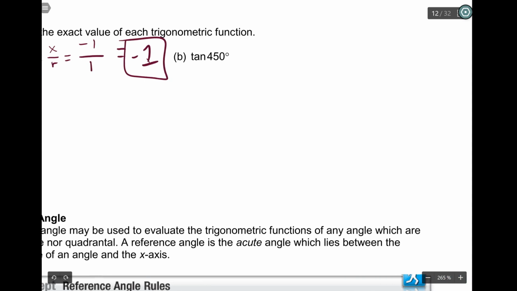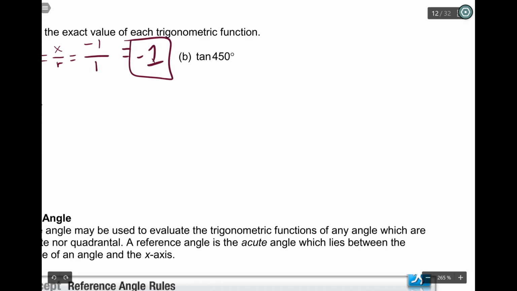Okay, now let's try tangent of 450 degrees. So I'm going to try this out. Here's my x, here's my y. Here's my initial ray, and then let's see, 450 is more than 360. So I'm going to go all the way around once, so now I'm at 360. I still have 90 more degrees to go, so I go all the way to here. So my terminal is right here, so I'm just going to put T for terminal so we know where it is. So I am at a point of 0, 1.